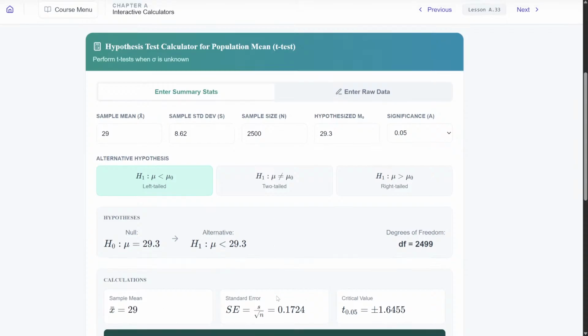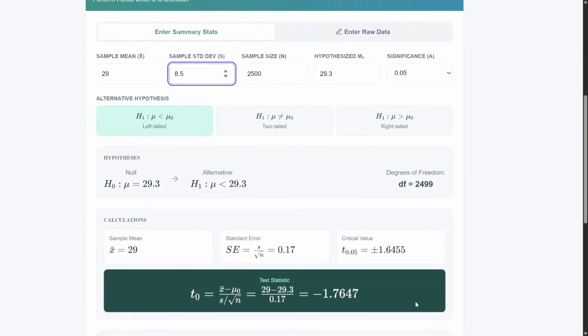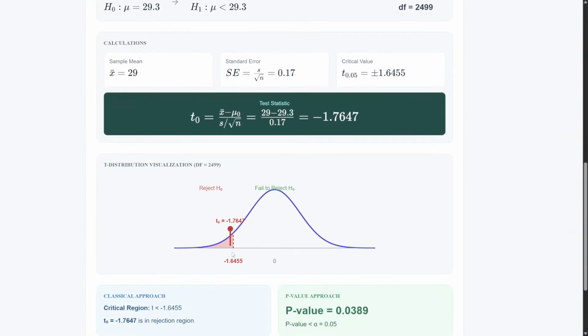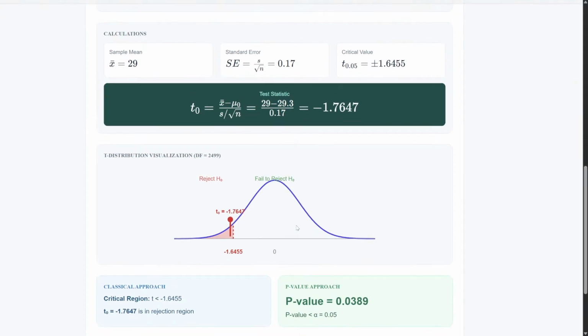My standard error is my sample standard deviation, 8.62. Oh no, 8.5, divided by the square root of 2,500. And I'm comparing it to the plus or minus 1.6455. So my test statistic is negative 1.7647. So it falls inside the reject region. So I am rejecting my null hypothesis.